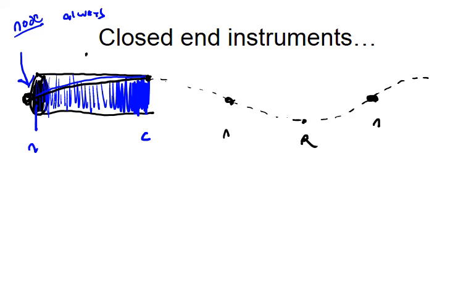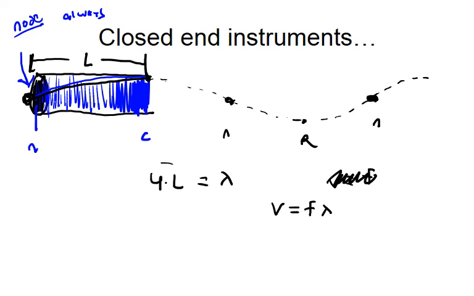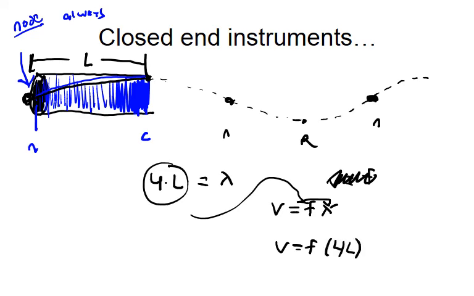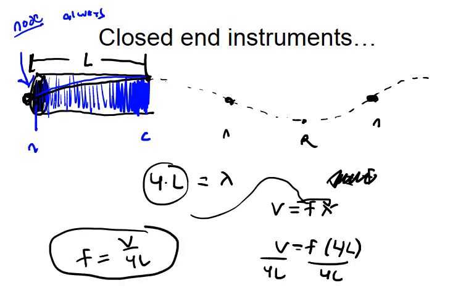And so if L represents the length of the tube here, we actually have to do 4 times L to be able to get the wavelength. So V equals frequency times wavelength, right? So in this case, 4L is the wavelength here. So V equals frequency times 4L, and therefore divide both sides by 4L. So frequency equals V over 4L in this case, and that's for the first harmonic.